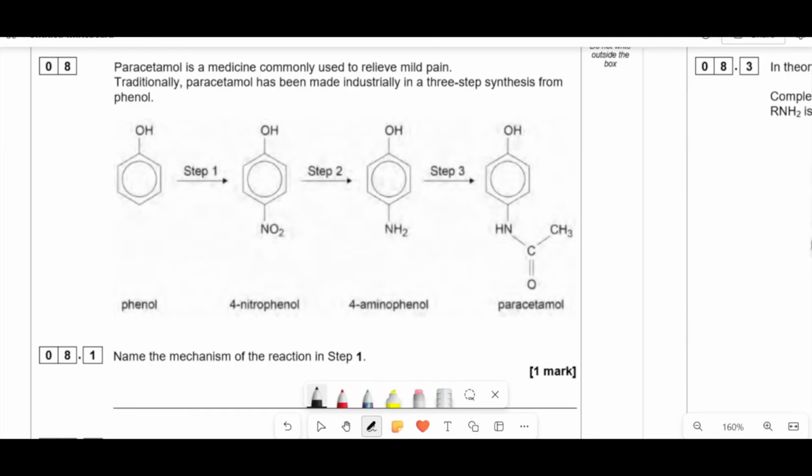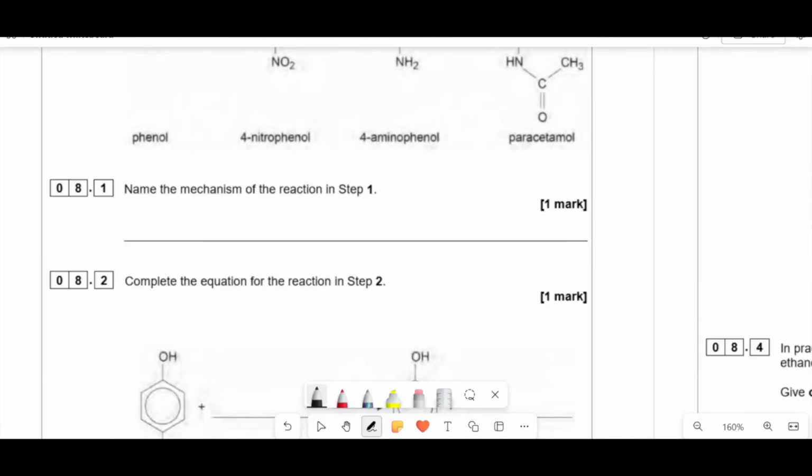Now, I could see that this C=O has joined onto this amine group here. I need to think: what can I react with an amine to stick a C=O on? I know that I will have added an acyl chloride. You should be able to immediately recognize what groups are in here and what's happened. Now, it says name the mechanism for step 1.